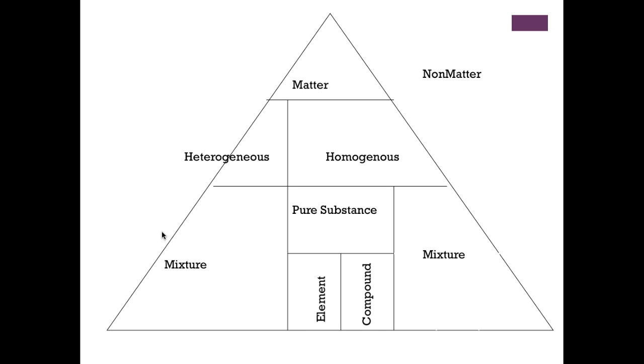So let's get some definitions for some of these vocabulary terms. We'll start with matter. As I said before, it's anything that has both mass and takes up space. So pretty much anything you can think of. If you look around, most of the things that you see with your eyes are considered matter.